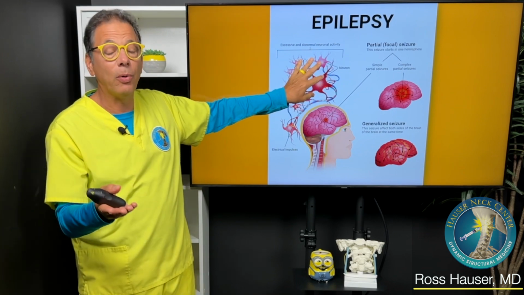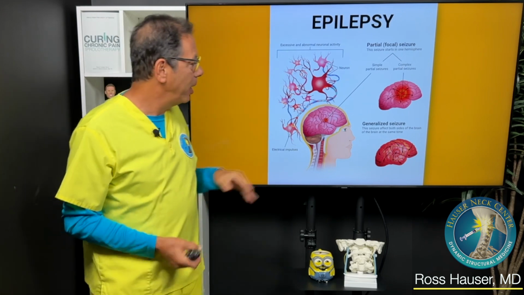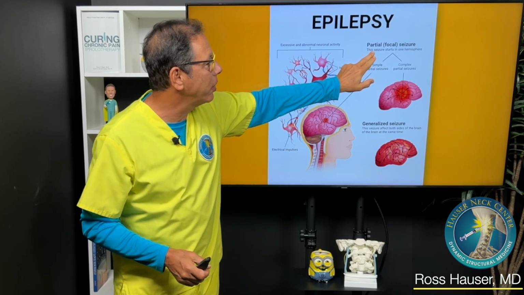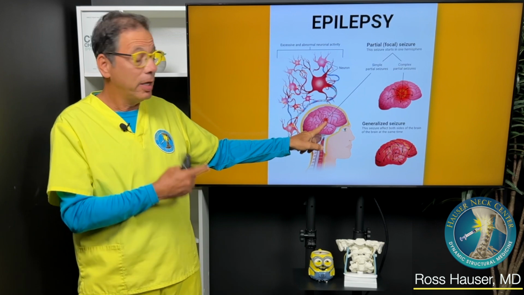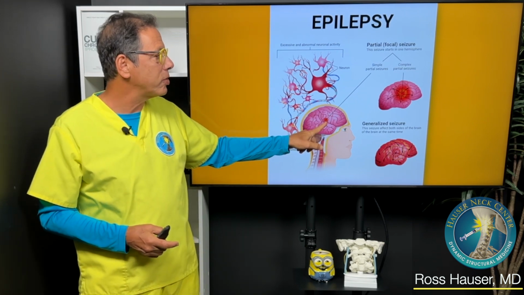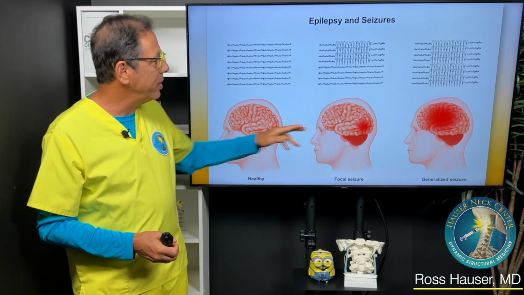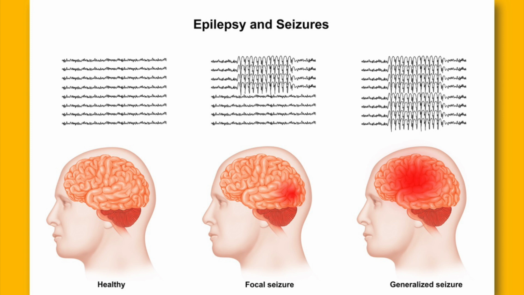And again, another pictorial of epilepsy. Epilepsy is the neurons in the brain, and there's anywhere from 1 billion to 5 billion neurons in the brain. In a partial focal seizure, the seizure starts in one hemisphere. It can stay in a very small part, so that's called simple partial seizure, or it can spread to other parts in one half of the brain. That's called complex partial seizure. Generalized seizure means it goes all over. And on EEG, a partial or focal seizure looks like this, where a generalized seizure looks like that.